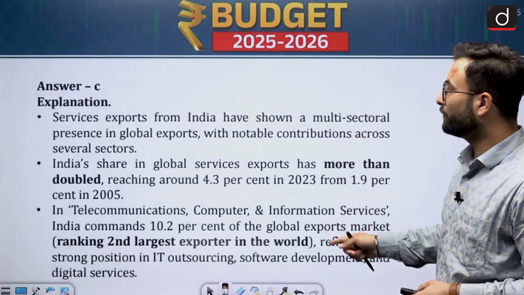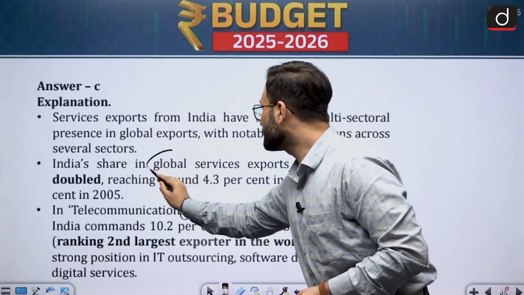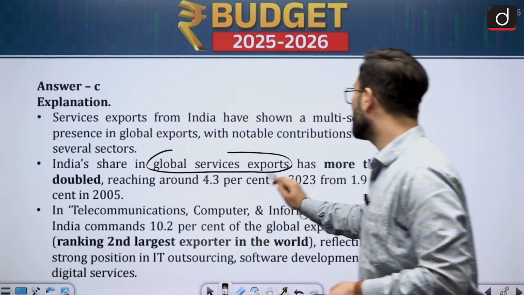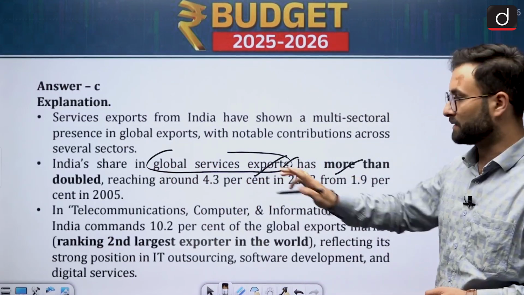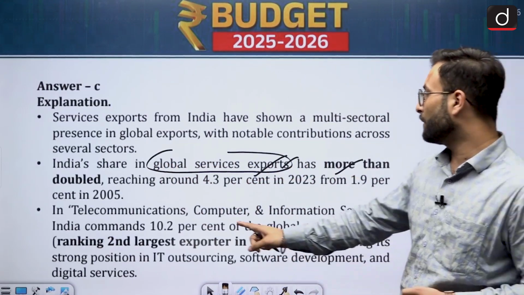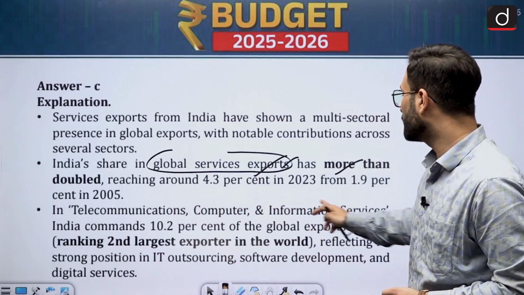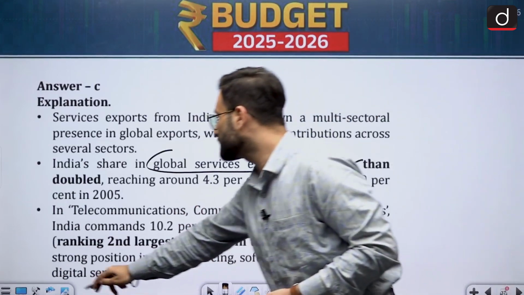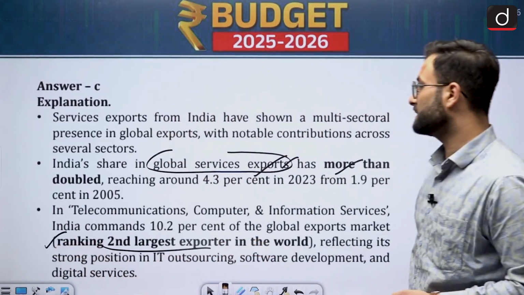The explanation is given over here. If we talk about global services, India's share in the exports has more than doubled. And if we talk about the ranking in telecommunication and computer related services exports, India is ranked second largest exporter in the world.